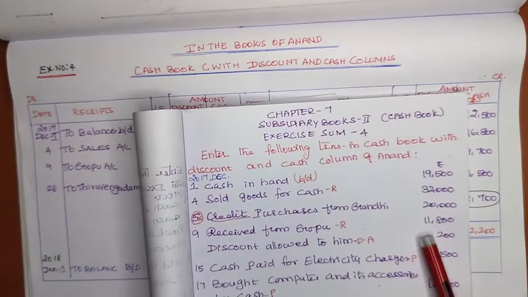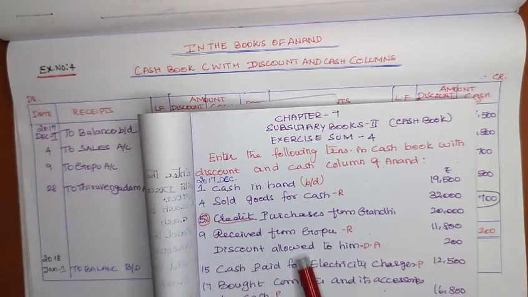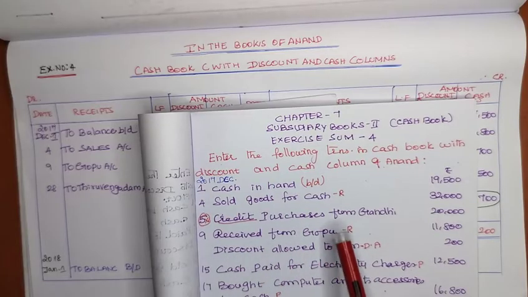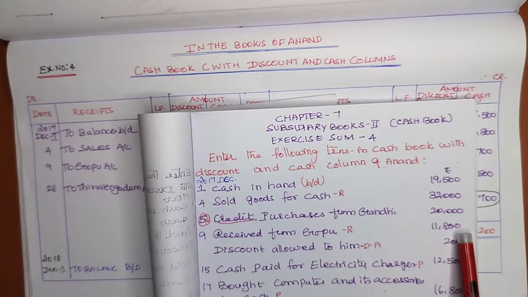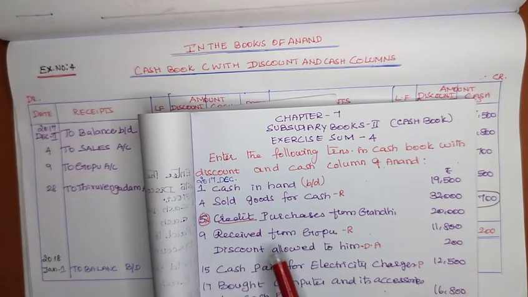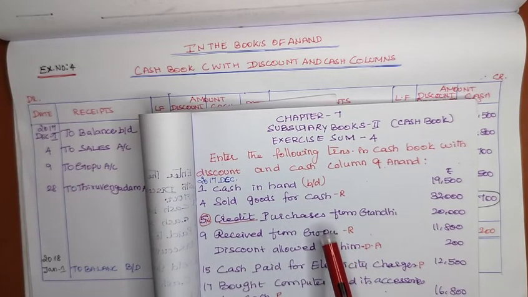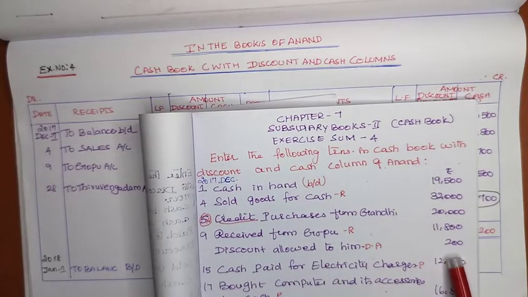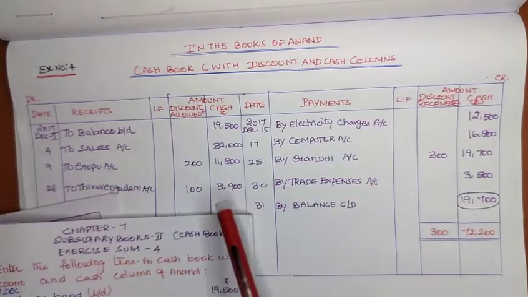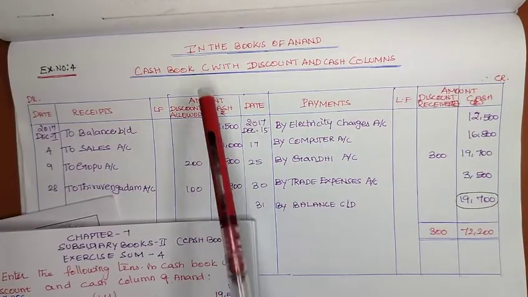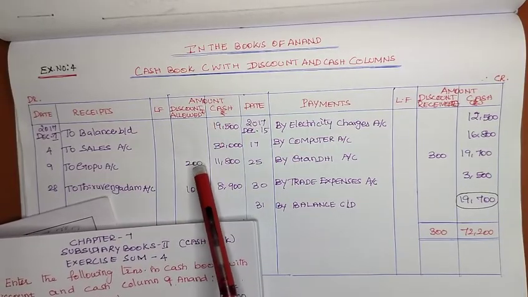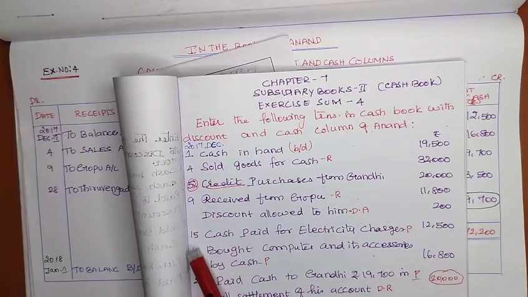Then listen carefully. Discount allowed to him: when you received 11,800 from Gopu, at that time you allowed him a discount of 200 rupees. So you enter that 200 rupees into the discount allowed column. Are you clear? Next, see another transaction.